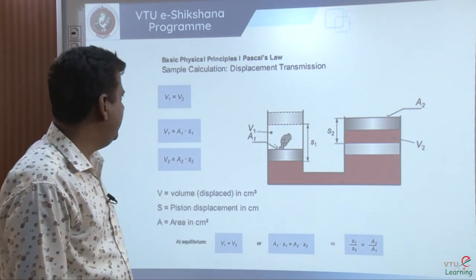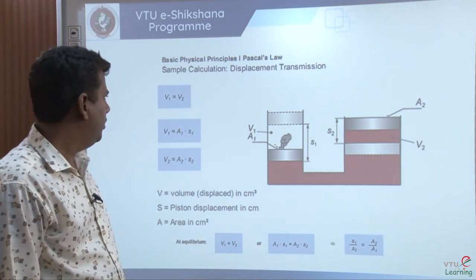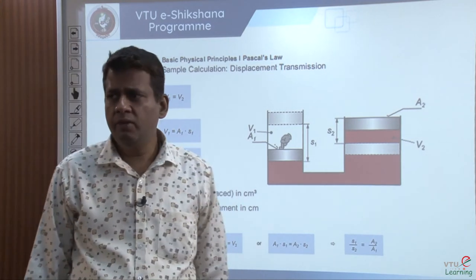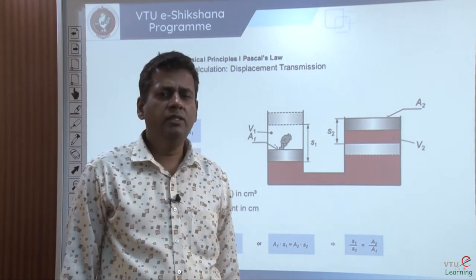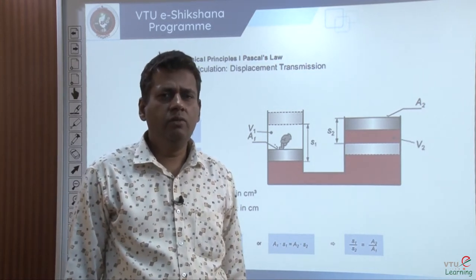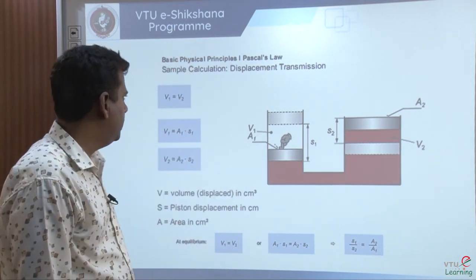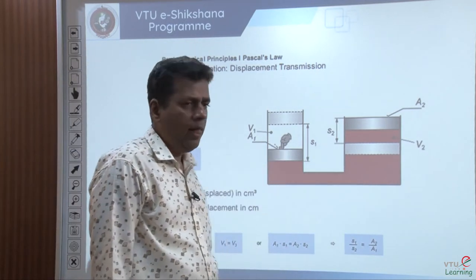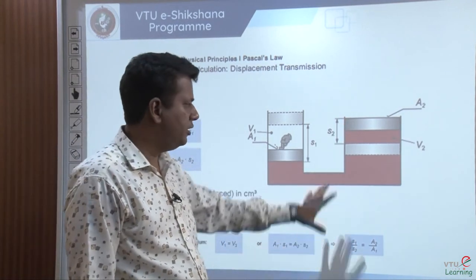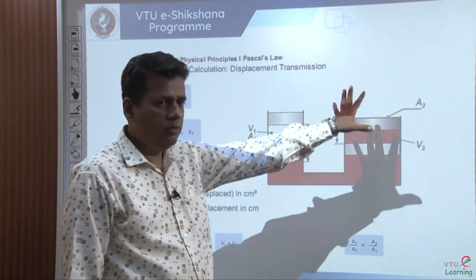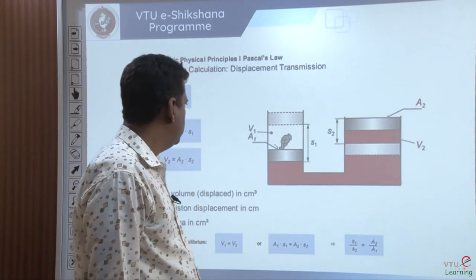By the continuity equation we say that Q is equal to V1 is equal to V2. The continuity equation is very important. We say that V1 is equal to V2. So the velocity at the input side is equal to the velocity at the output side. The velocity of the smaller cylinder is equal to the velocity of the bigger cylinder.